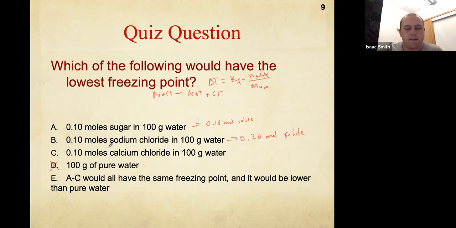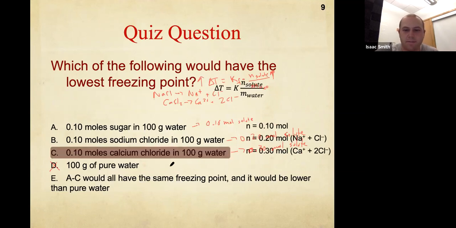And then 0.1 moles of calcium chloride. Okay, calcium chloride would dissolve into calcium 2 plus and 2 chloride ions. So that would give us actually 3 times as many, right? So if C gives us the highest number of moles of solute, which means it would give us the largest delta T, right? So it would lower the freezing point by the most amount.